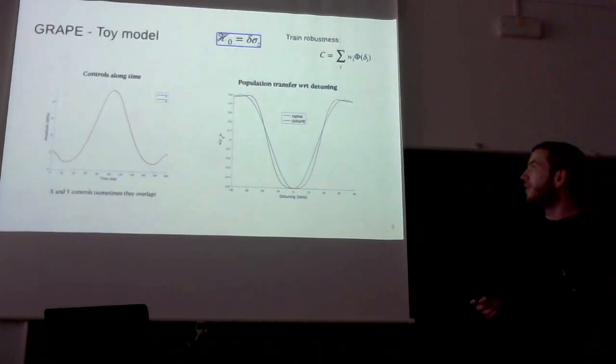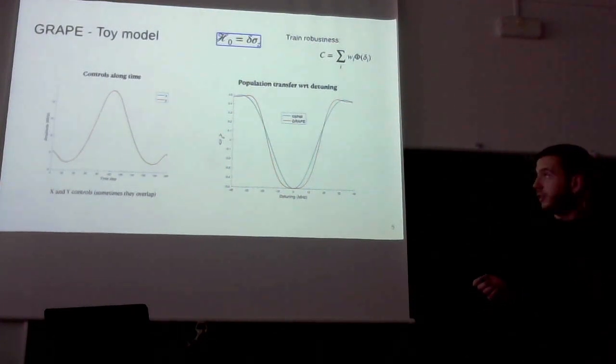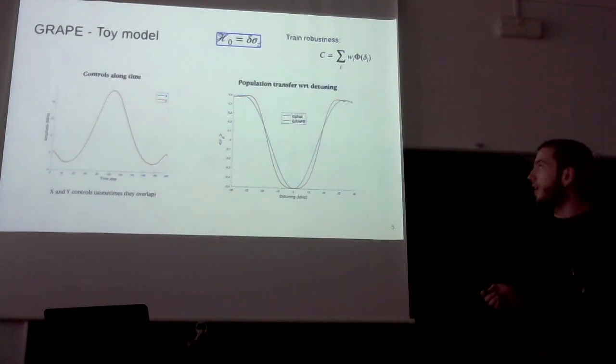Okay, so let's go to the simple example. I have chosen as a simple example just the two-level system, delta sigma z. Delta is a detuning, and what I want to do is to train a pi pulse that is robust with respect to this detuning.